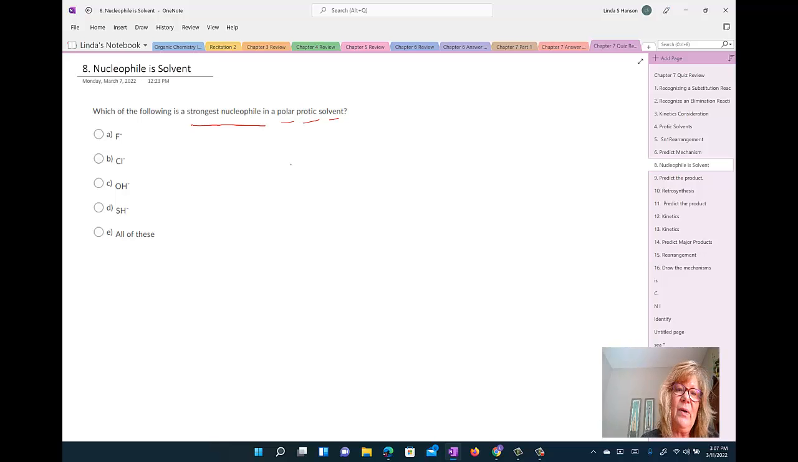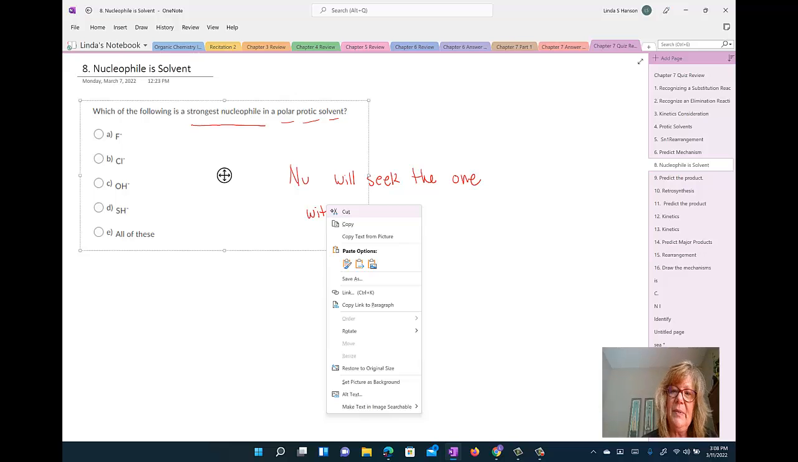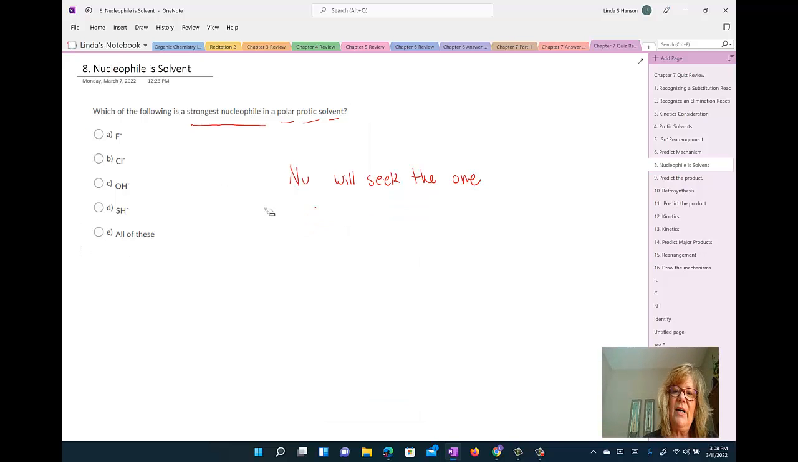So again, think about what a nucleophile does. A nucleophile seeks an electron deficient species. It's going to seek the one that can easily accept the proton from that polar protic solvent. Let me write that with you. The nucleophile will seek the one that most easily accepts the proton.